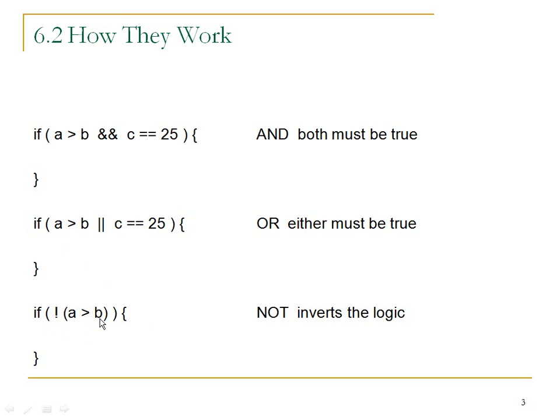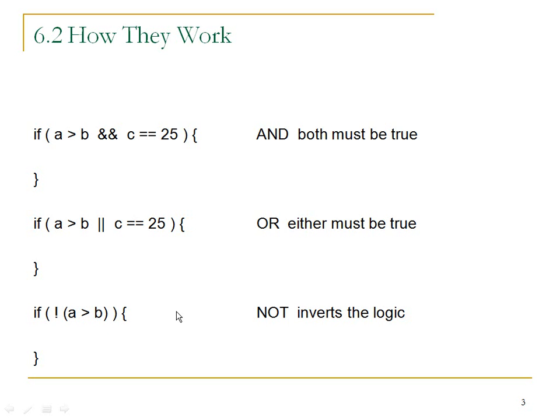But sometimes it makes sense to express the condition in the way that you want it to be thought of in the application. So sometimes we're checking for A is greater than B and we want to do something if that's not true. So not inverts the logic. Not true is false, not false is true.